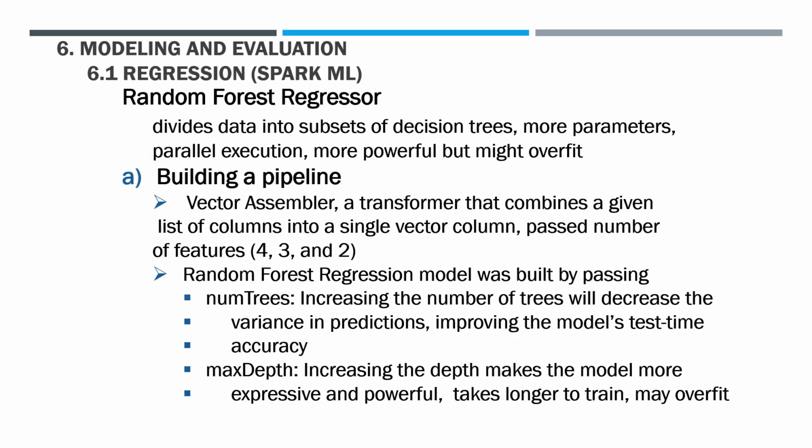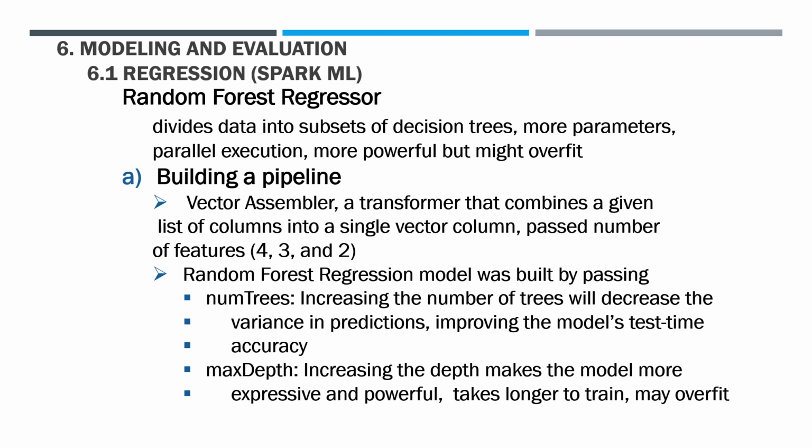The second type of model that was built for regression was the random forest regressor. The way random forest regressor works is it divides the data into subsets of decision trees. So there are a lot more parameters to tune, and also these subsets of decision trees are executed in parallel. So it becomes a lot more powerful because there are a lot more parameters and features for this kind of model. So there is a chance it might overfit and might not perform as well on the testing data set.